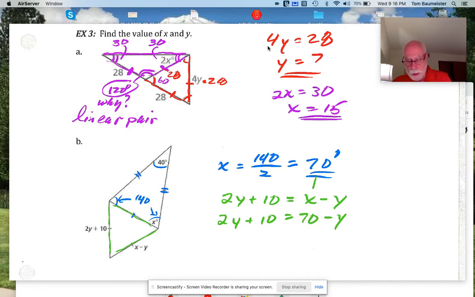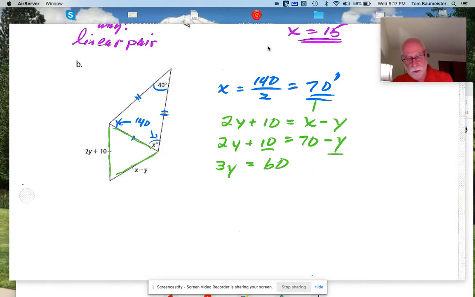So I'm going to bring this negative y over to the other side of the equal sign. So 2y plus y is 3y. I'm going to take this 10. Now notice I'm doing it all in one step here for you, but again, I'm using my brain. So I have a plus 10 on this side. When I move it over to the other side of the equal sign, it's going to be minus 10, and 70 minus 10 is equal to 60. Now again, to get y by itself, I'm going to divide by 3, and I'll get that y is equal to 20.